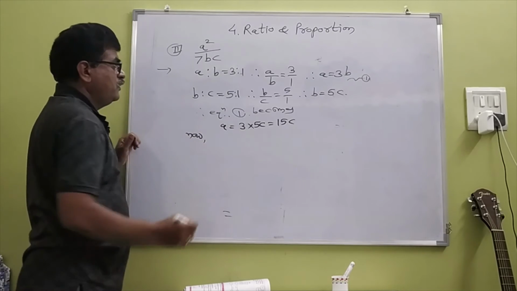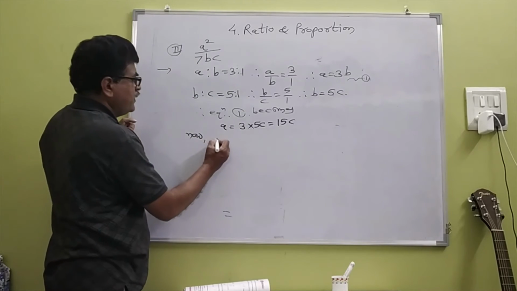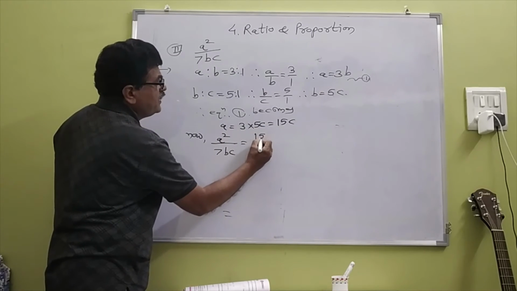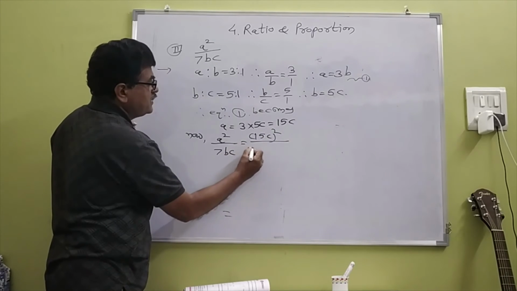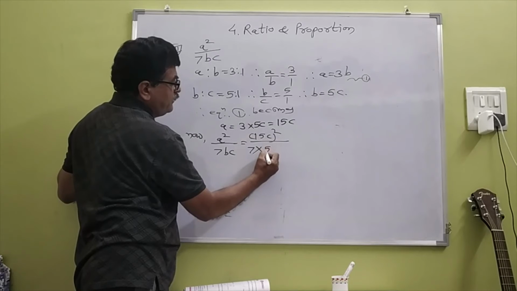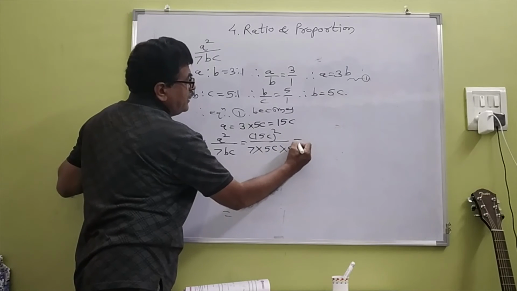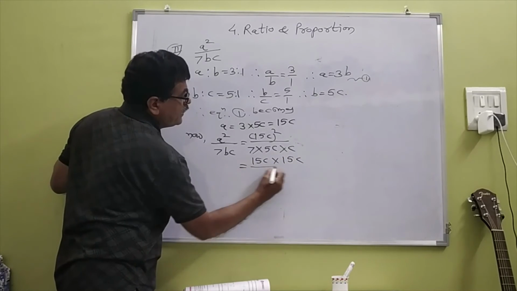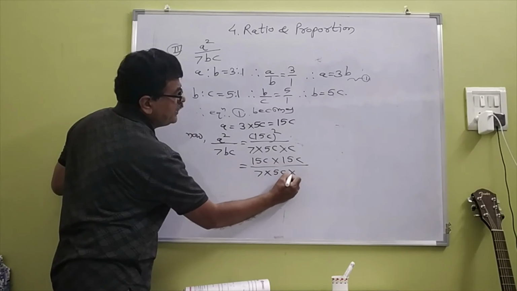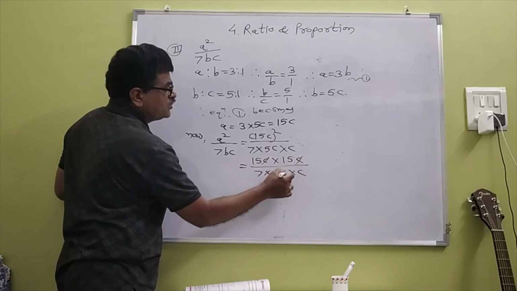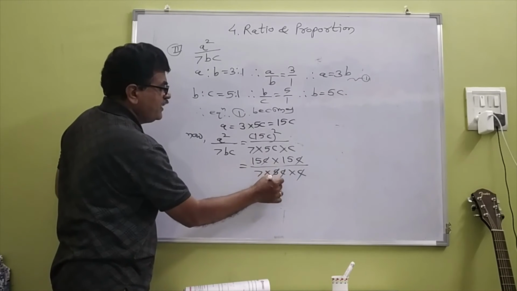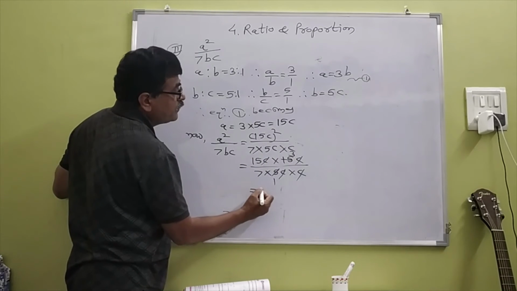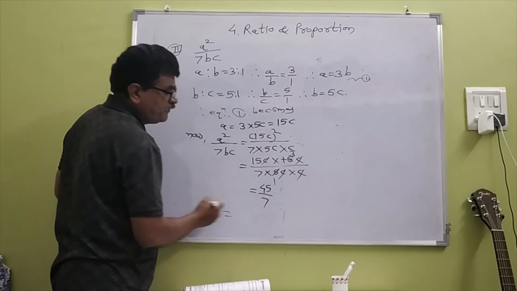Now, write down given, we have to find value of this. A square upon 7BC is equal to value of A is 15C whole square divided by 7 into B is 5C into C is equal to 15C into 15C divided by 7 into 5C into C. C get cancelled, C get cancelled, dividing by 5, 3. 5 into 15 into 3, 45 upon 7. This is the answer.